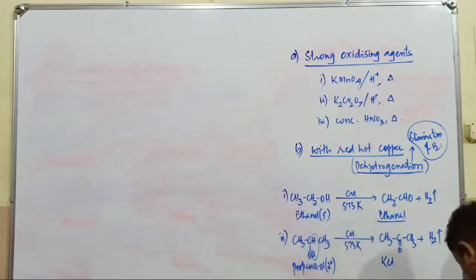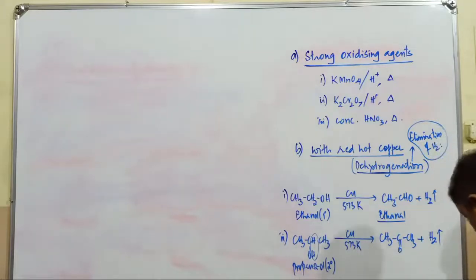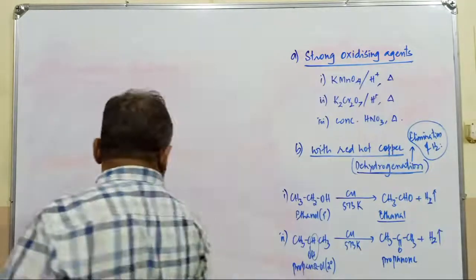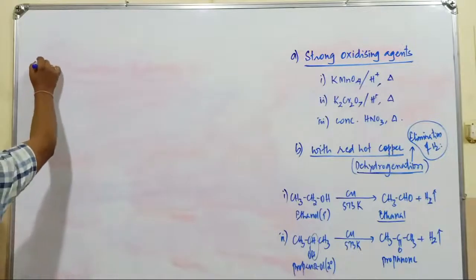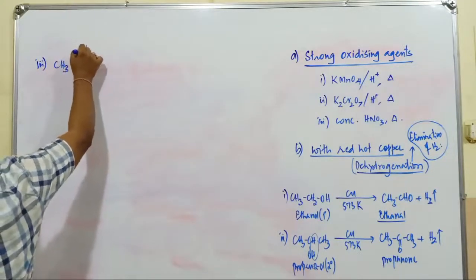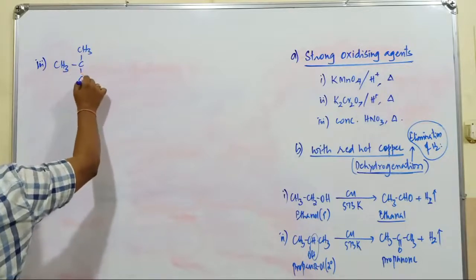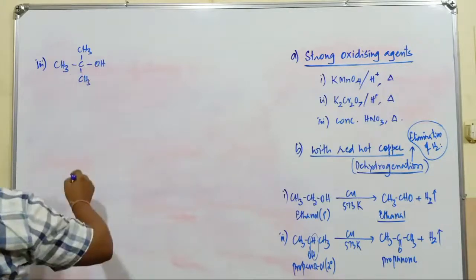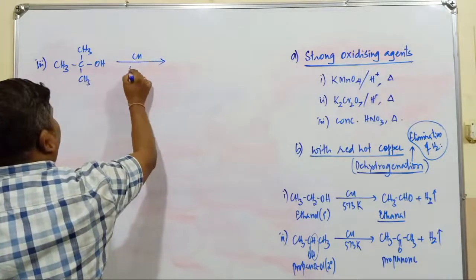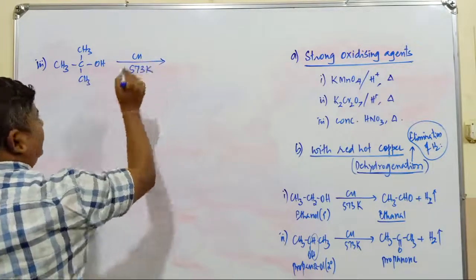What's the name of this ketone, students? This ketone is known as propanone. Commonly it is called acetone. But if you go with a tertiary alcohol, we'll continue here. CH3, CH3, CH3, and this is OH. When vapors of tertiary alcohol are passed over copper at 573 Kelvin.